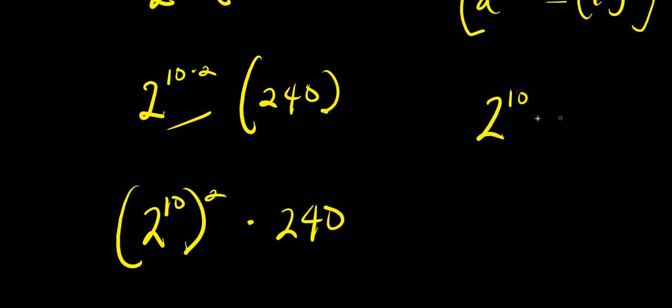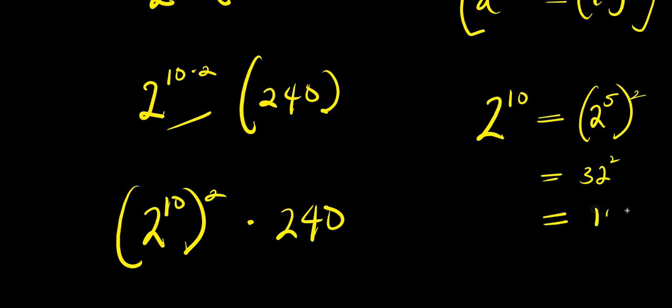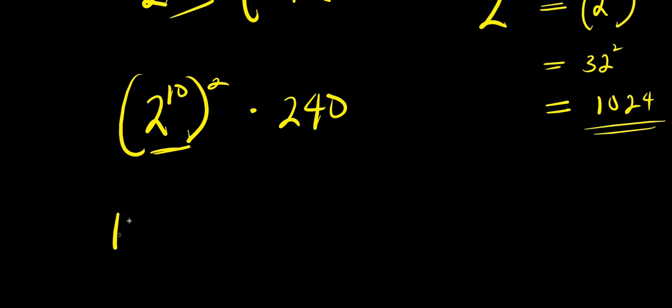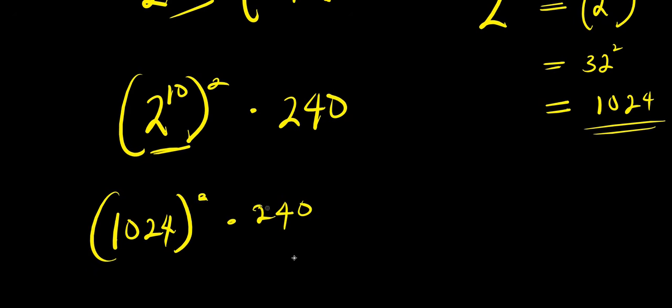And 2 to the power of 10 is just the same thing as 2 to the power of 5 all power 2. And 2 to the power of 5 is 32. So if you take the square of 32, you have 32 times 32, that is 1024. So 2 to the power of 10 here is 1024, and this is raised to the power of 2 times 240.